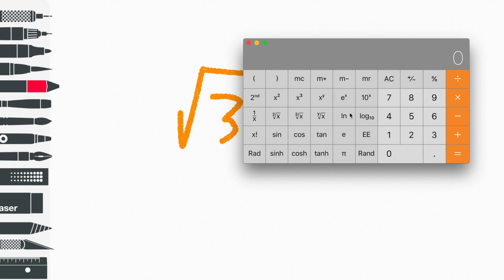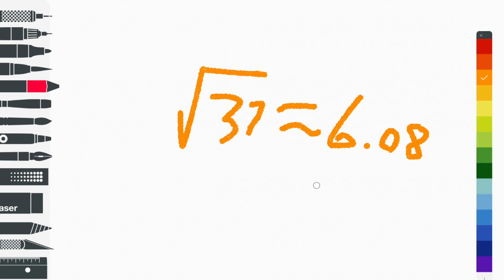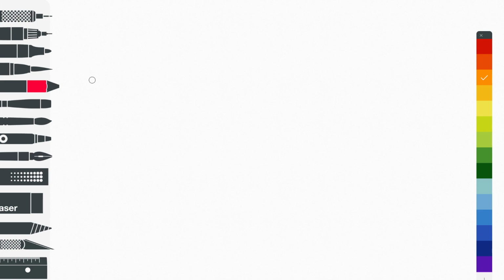Okay, so let's do it. 37, 6.0827. So it's approximately equal to. This is the approximate sign. So it's not exactly, but it's approximately equal to 6.08. If you want to figure out how to do that, you might want to leave another strategy in the comments, but this is the strategy I like to use best, which came from another YouTube video like this one.